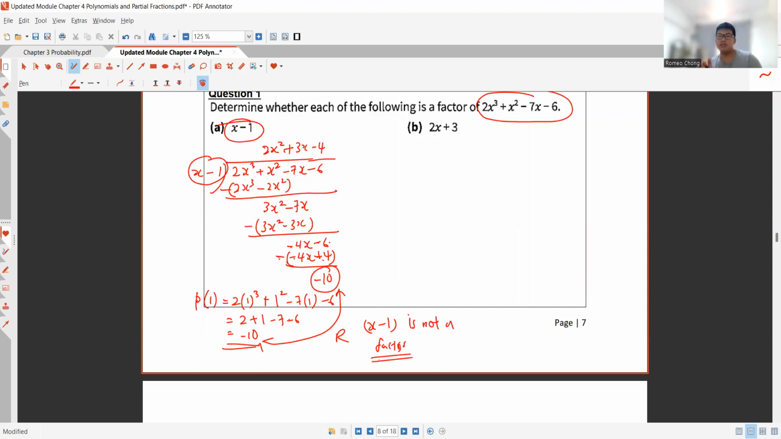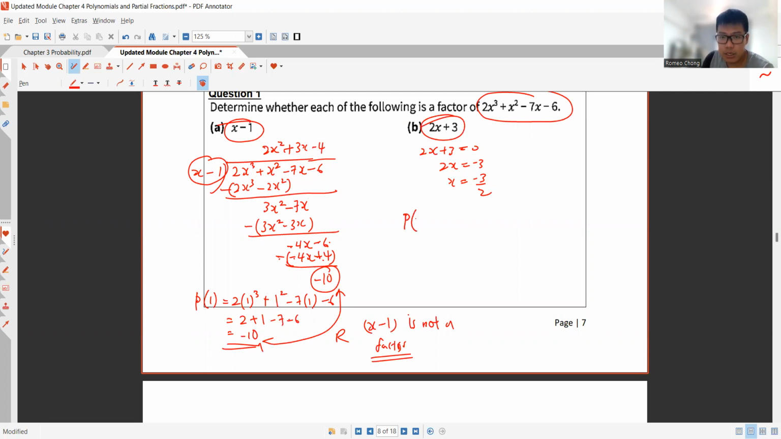Okay, it's not a factor of that polynomial given to you. Then the other one, same thing. I will do 2x plus 3 equal to 0. So what is your x? Your x will equal to negative 3 over 2. Let's try to check if this is a factor or not by using your factor theorem.